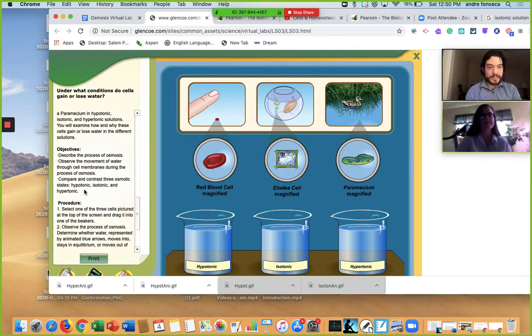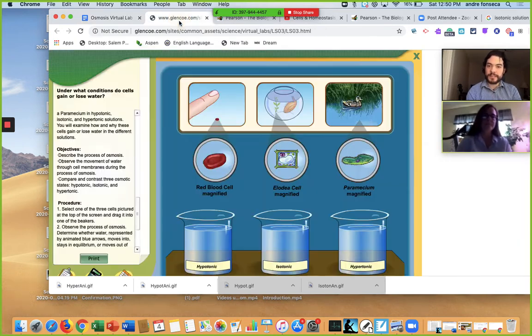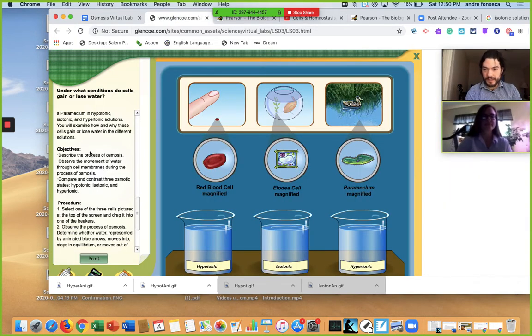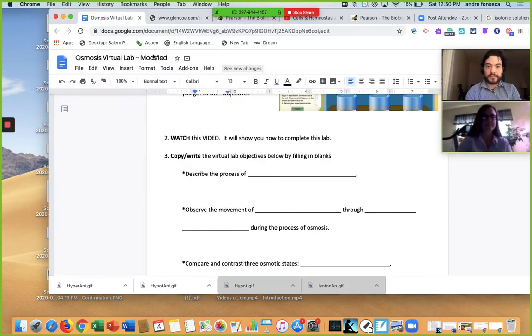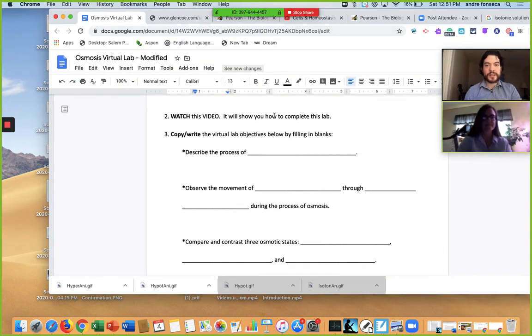All right. Once you see the objectives in this document here that you're working on, you're going to be filling in the blanks for the objectives. So the first one, describe the process of, let's look on the site. Objectives describe the process of osmosis. So osmosis is what you'll be filling into that blank. Okay, go ahead, read the objectives, and fill out these blanks. Pause the video now so that you can complete this part.